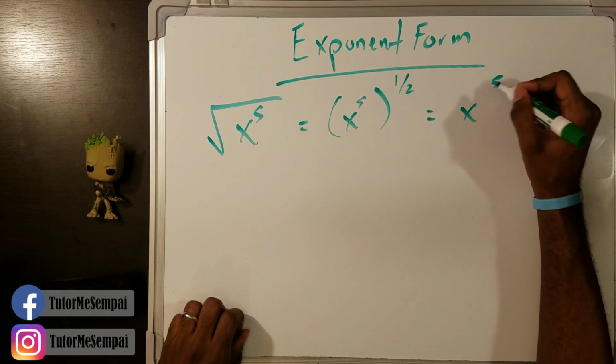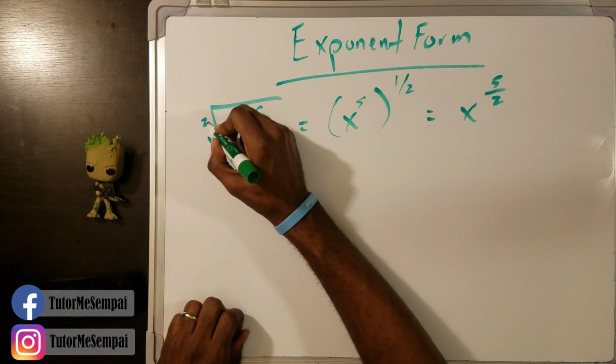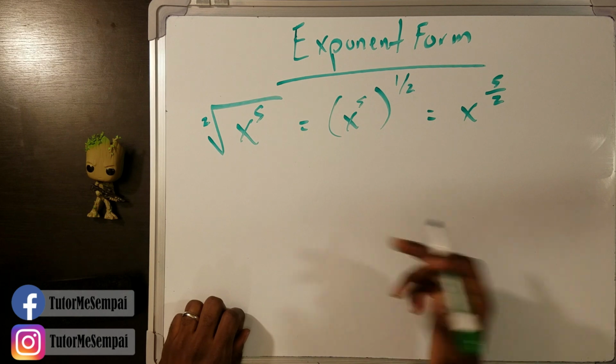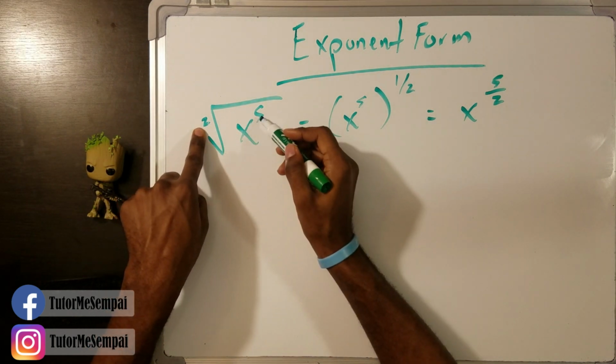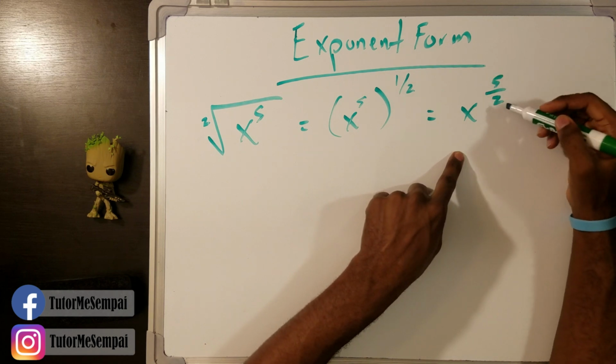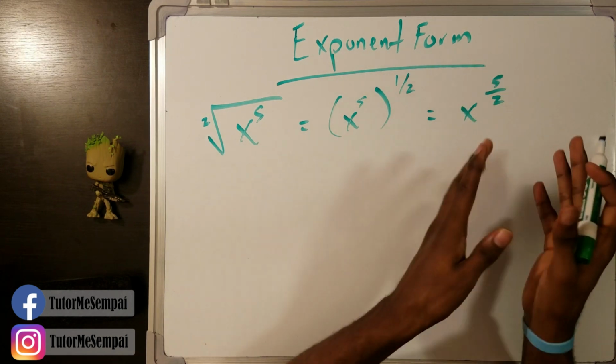X to the 5/2. So remember, our index here is a 2. Although we don't write it, our index is an understood 2. So when we said how many times does 2 go into 5, we're really just taking advantage of the exponent form without having to convert it to our exponent form.